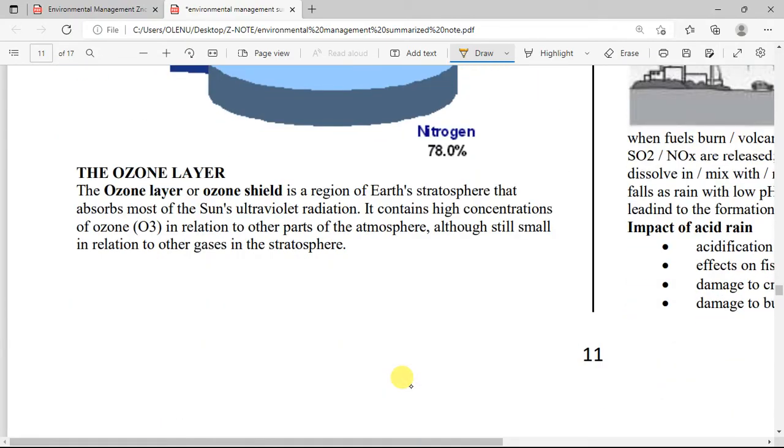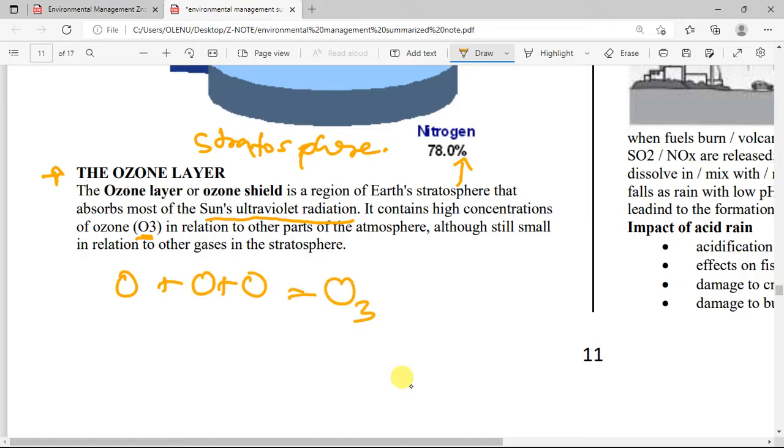Let's now look at the ozone layer within the atmosphere. The ozone layer, also referred to as the ozone shield, is found within the stratosphere. It's a region in the stratosphere that absorbs most of the sun's ultraviolet radiation. That is why within the stratosphere, the higher you go, the hotter it becomes. It contains a high concentration of ozone, which is made up of 3 molecules of oxygen.